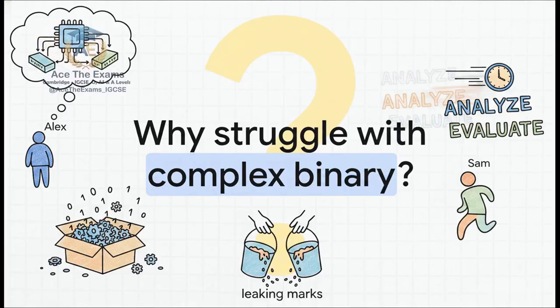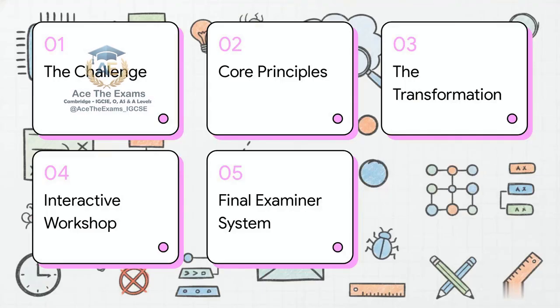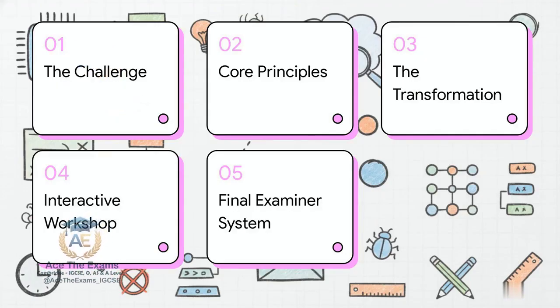Honestly, both Alex and Sam are working really hard, but they're leaking marks all over the place because they don't have a systematic approach to handling the complex data right in front of them. Here is our roadmap for today's explainer. We've got 5 quick steps. Number 1, the challenge. Number 2, the core principles and strategy. 3, the transformation. 4, an interactive workshop. And finally, number 5, the final examiner system.